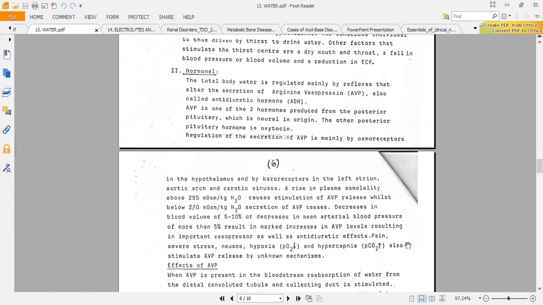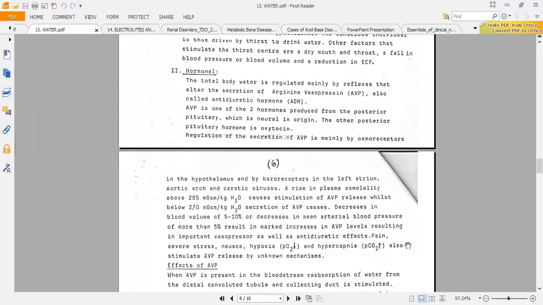The function of ADH is that it goes all the way to the collecting ducts of the nephron, and it increases their water permeability by producing channels called the aquaporins. So what ADH is going to do is cause the collecting ducts to be highly permeable to only water, so that water will be reabsorbed.